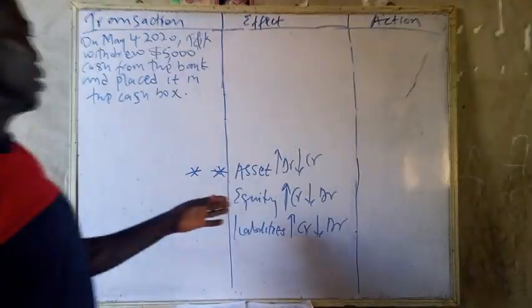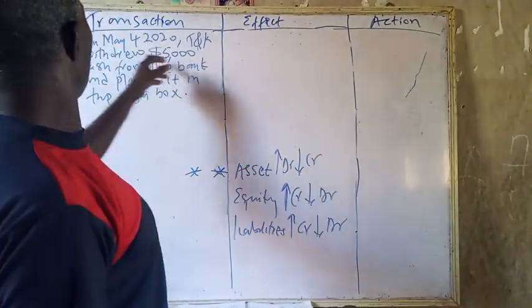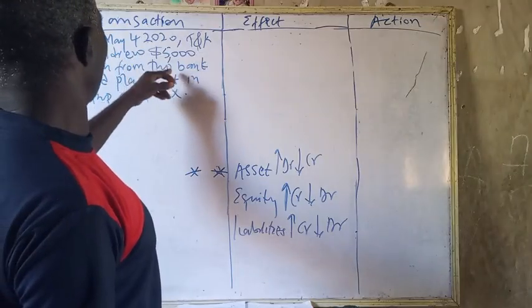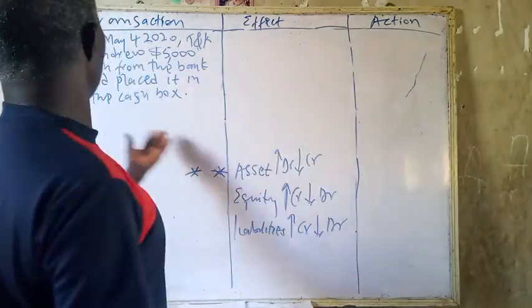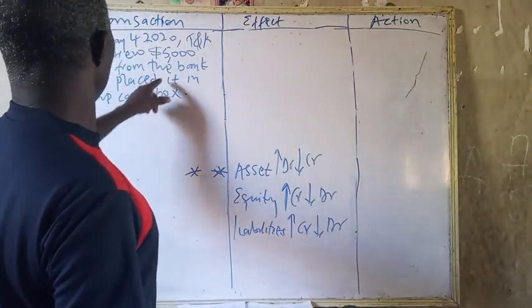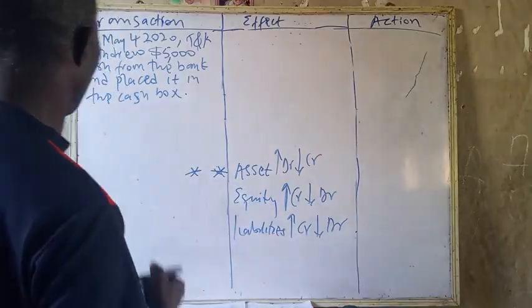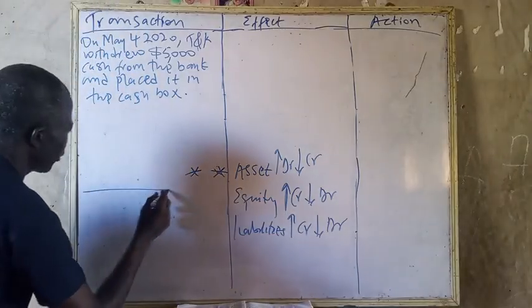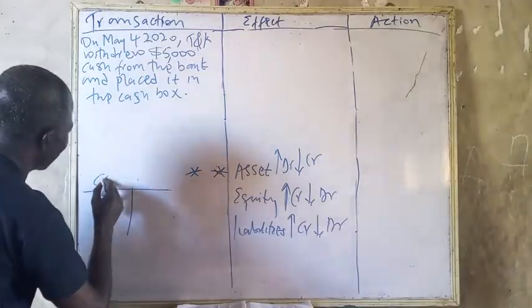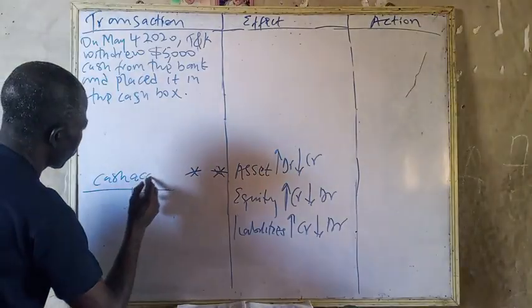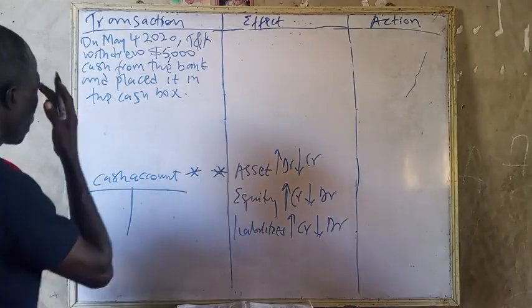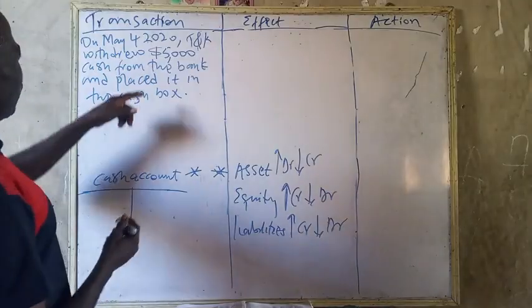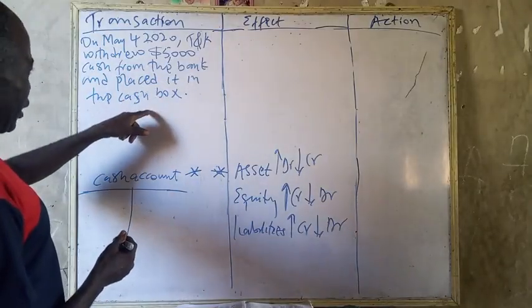So when you withdrew 5,000 from the bank, that is an asset decrease, so you credit. Then you place it in the cash box. Let's assume this is the cash account. The asset of cash increases. That is the effect.